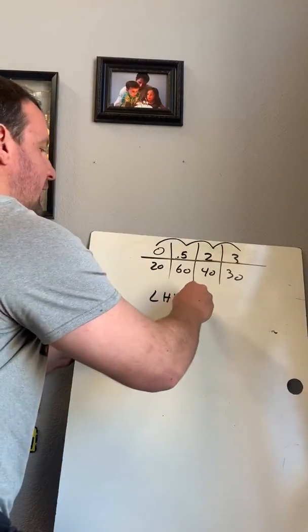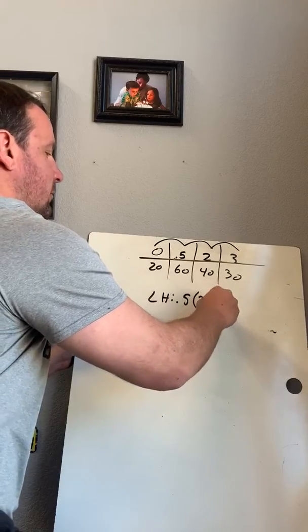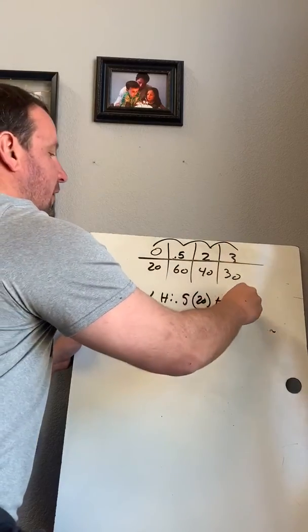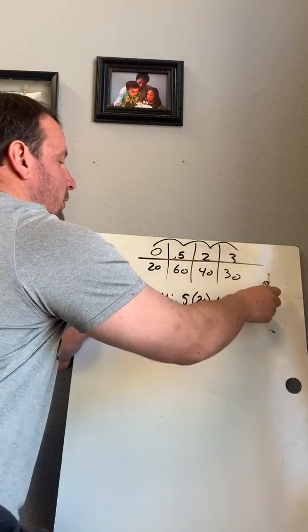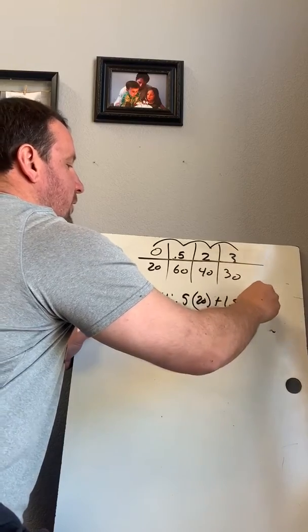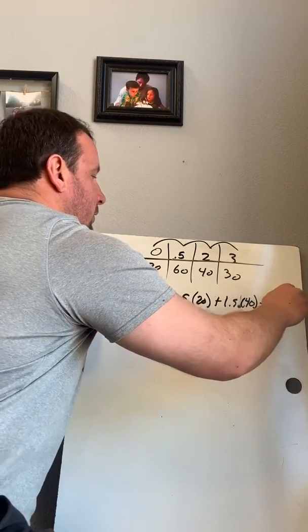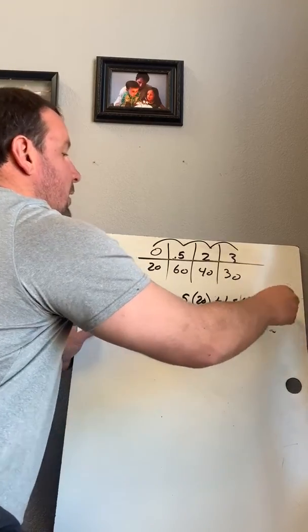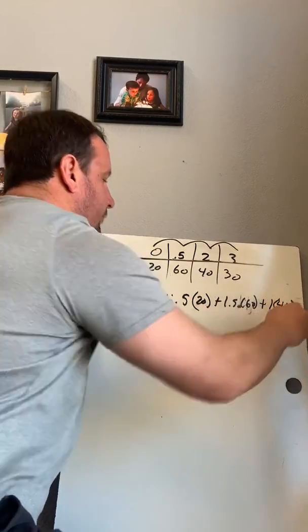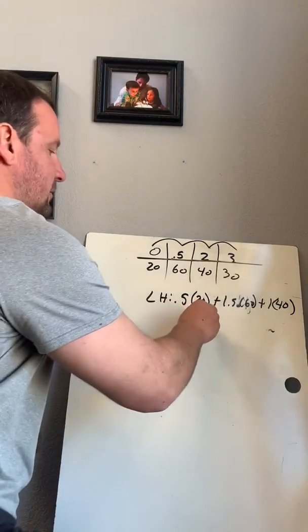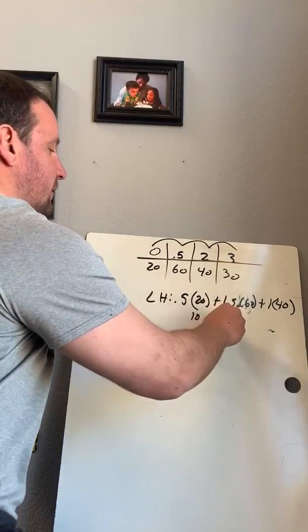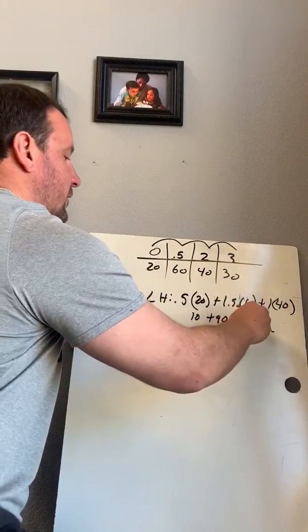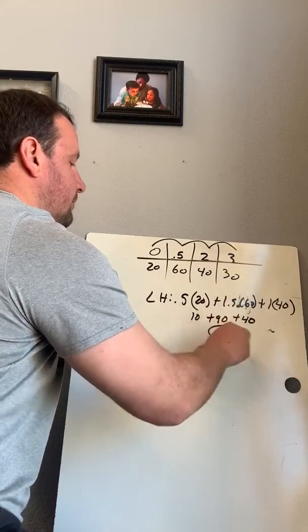So I'll do a 0.5 times a 20 plus a 1.5 times a 60 here, plus a 1 times a 40. So half of 20 is 10, 1.5 of 60 is 90, and 1 of 40 is 40, so that gives me a total of 140.